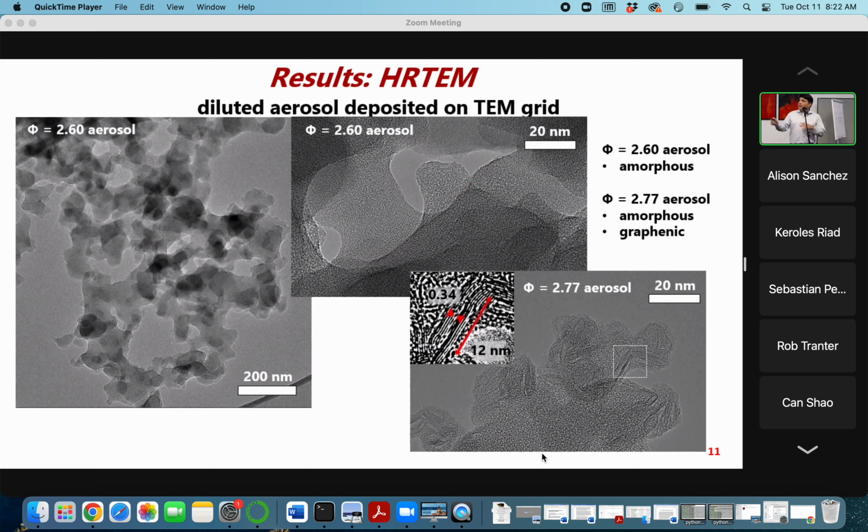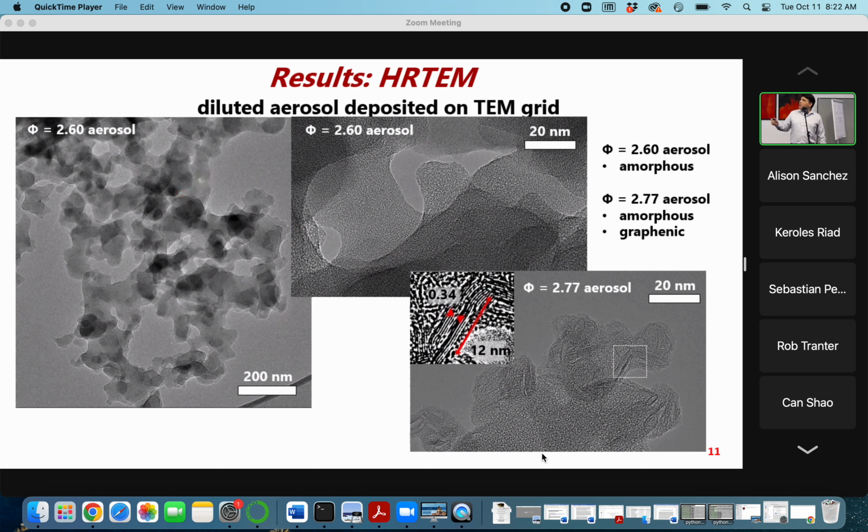But embedded within both of these cases, and more prominent in this 2.77 case, we have these long graphene-like or multi-layer graphite-like structures, with the spacing typical of graphene and graphite, and much longer lengths than you would see in soot particles. Soot is more tortuous, and people measure the length of these graphite layers over long distances, and this is much longer than any reported for soot.